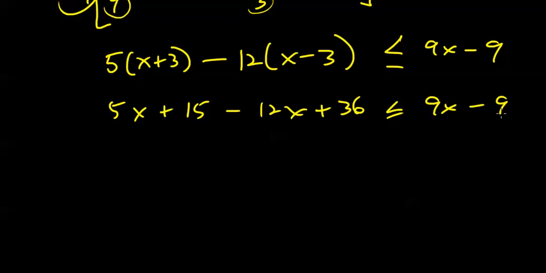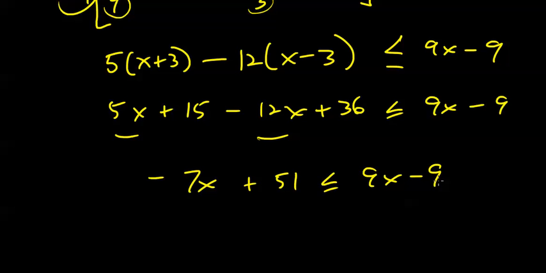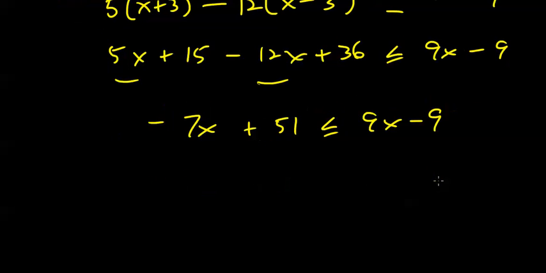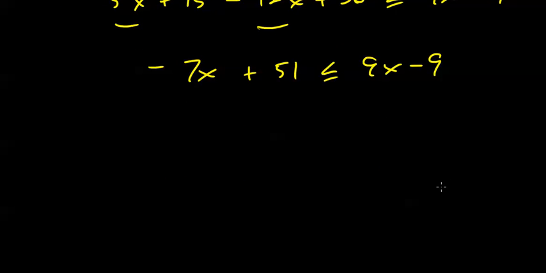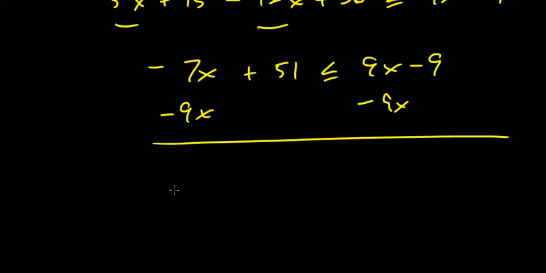Alright, I want to combine some like terms here. The x terms will combine as minus 7x. 15 and 36 are 51. Can't do much on the right without crossing over the inequality statement. So now I'm going to do some surgery on both sides. I'll subtract 9x from both sides. And if I'm going to do that, I would subtract 51 from both sides.